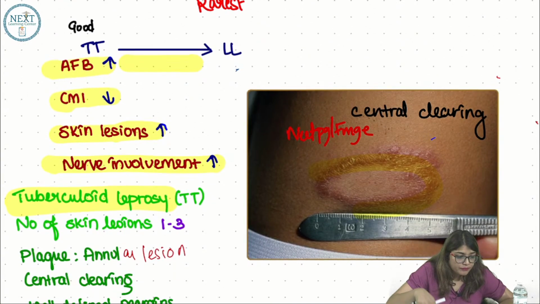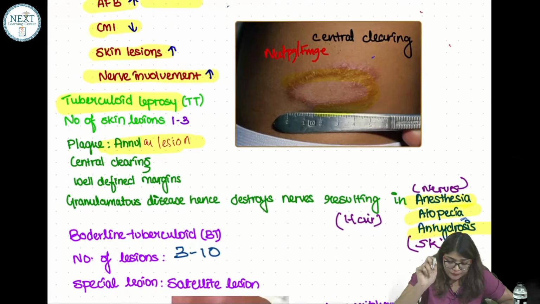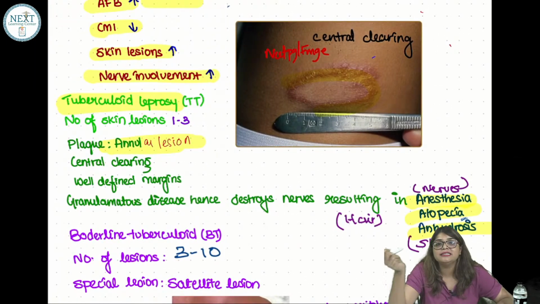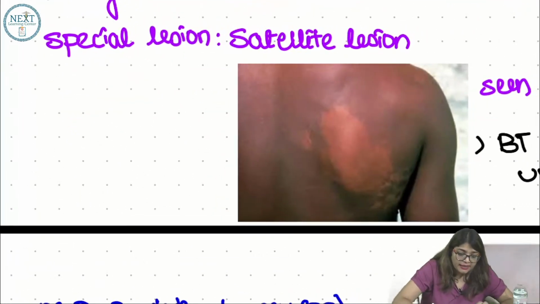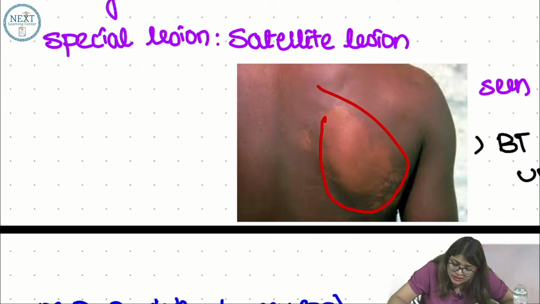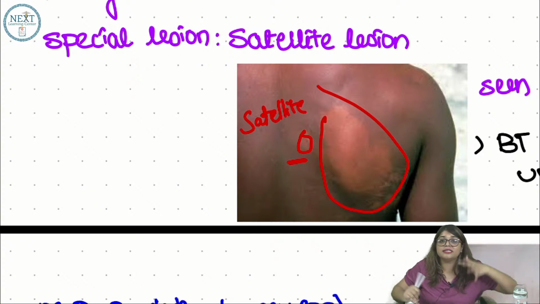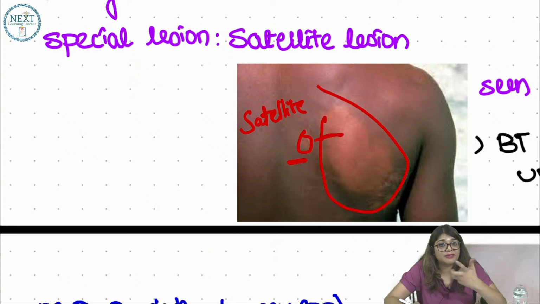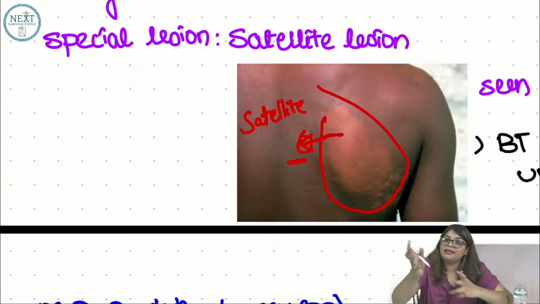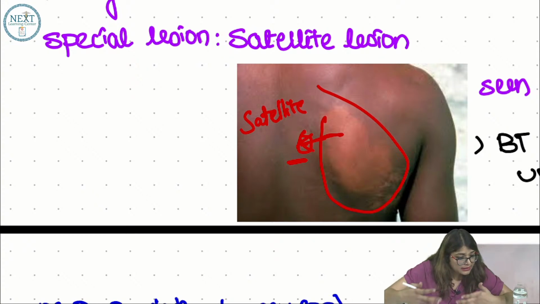Got it? Okay, now look at this. The lesion that you have is annular in TT, and the number of skin lesions is around 1 to 3. What about borderline tuberculoid, BT? Can you see this is one lesion, and just next to it there is a lesion known as a satellite lesion. Like you can see Earth surrounded by the satellite. Earth is bigger. So the acid fast bacilli is trying to get out, and by going out, it leaves another small lesion, right? Because the bacilli are increasing.